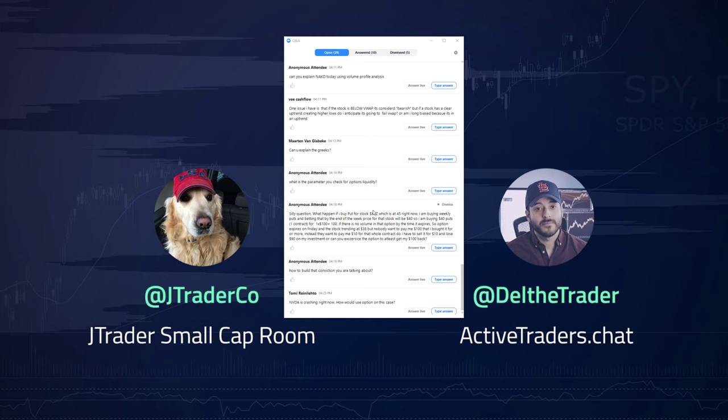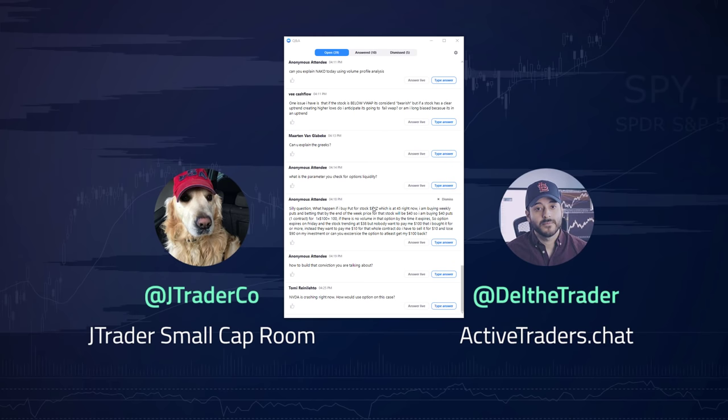But if a stock is in a clear uptrend, clearly creating higher lows, do I anticipate it's going to fail VWAP, or am I long bias because it's an uptrend? Okay, I can answer that, because it happens every day. You have to take into consideration the float of the stock, what time of day you are at, and whether this stock is generally manipulated.